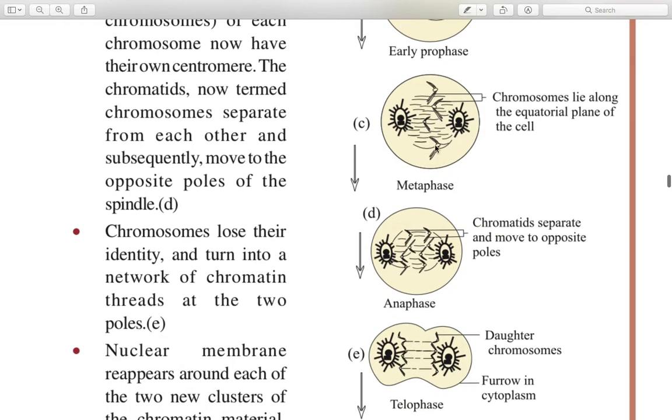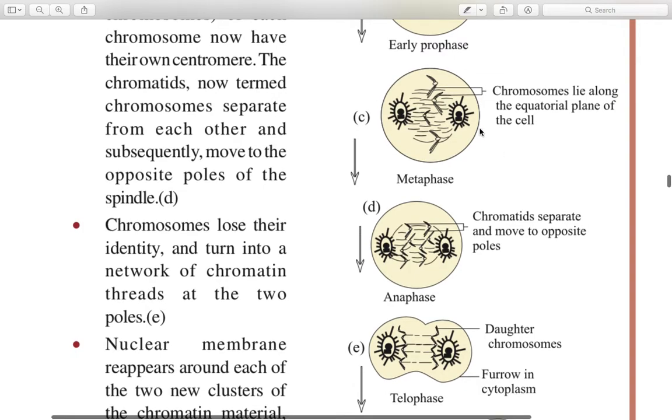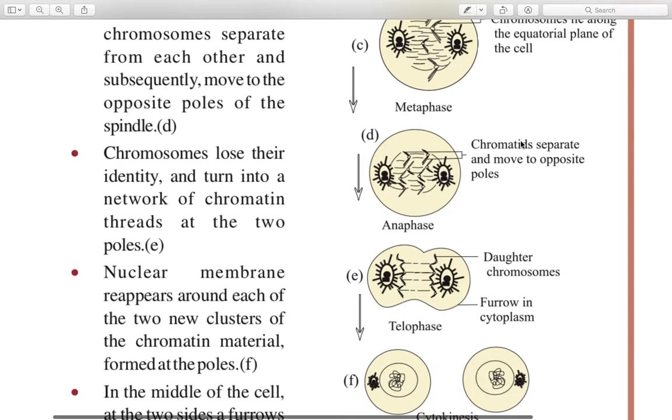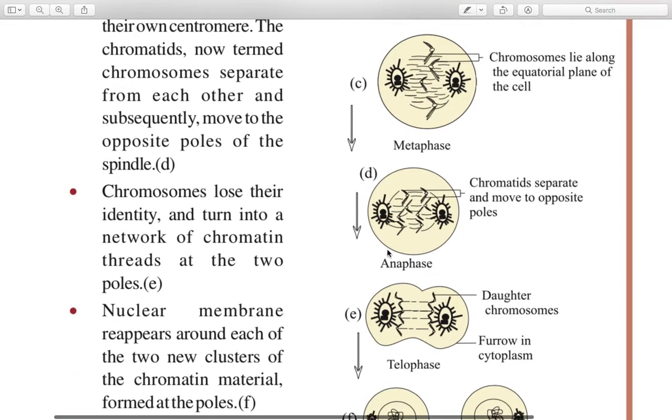Then in metaphase, the spindle fibers are formed, the centromeres are opposite to each other, and the chromosomes lie along the equatorial plane of the cell. Okay, they are arranged. Then the chromatids separate and move to opposite poles. Here they go to opposite poles, that is called anaphase.